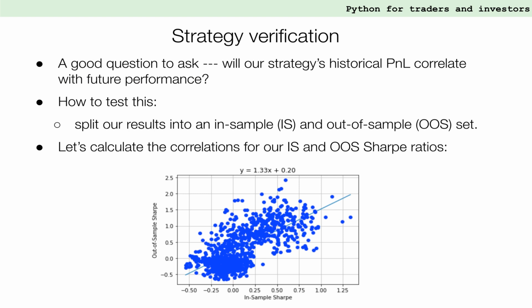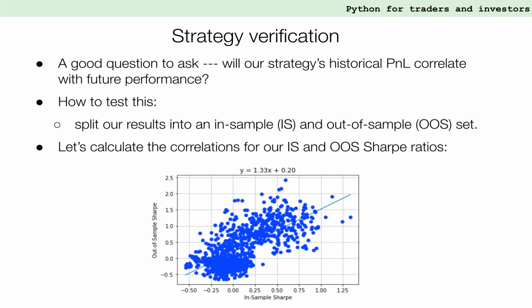While it is great to find the perfect parameters, we know too well that all this does is lead to overfitting, and past results are by no means an indication of future performance. How can we be more confident that our strategy actually delivers? The first question to ask is, regardless of the performance of individual parameter sets, will our strategy's historical P&L correlate with future performance? We don't necessarily expect a perfect correlation, but at least some indication of consistency.